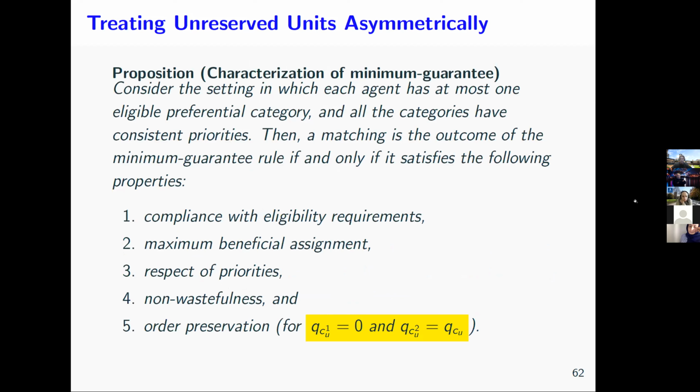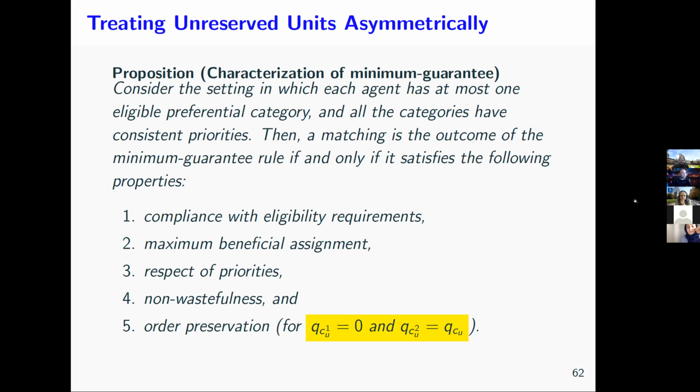So coming back to these 2 classical rules and the context, which is very restricted, it's homogeneous or consistent priorities of preferential categories, and each agent being eligible for at most one preferential category. These are standard assumptions which are used in some of the classical rules in reserve systems. By doing so, we focus on the first rule, which is called the minimum guarantee rule under this basic context.